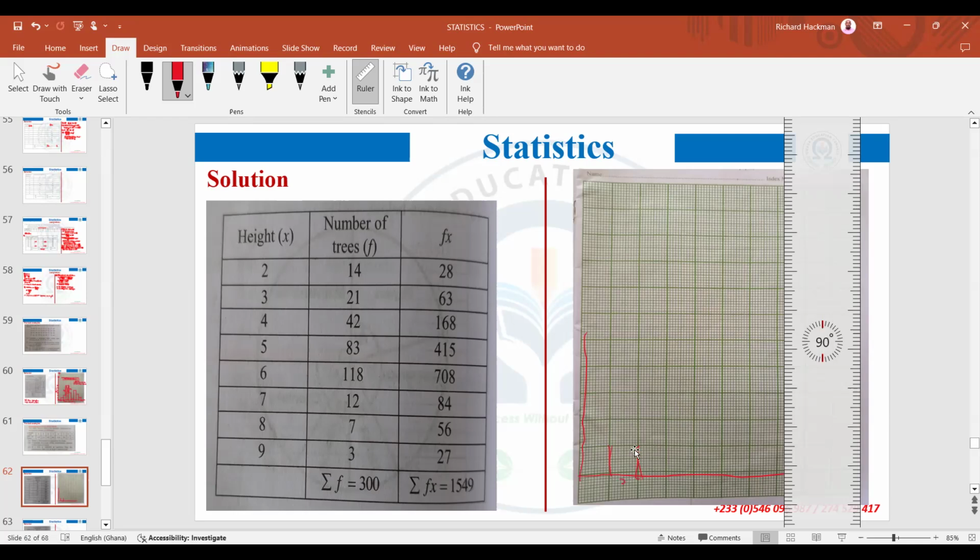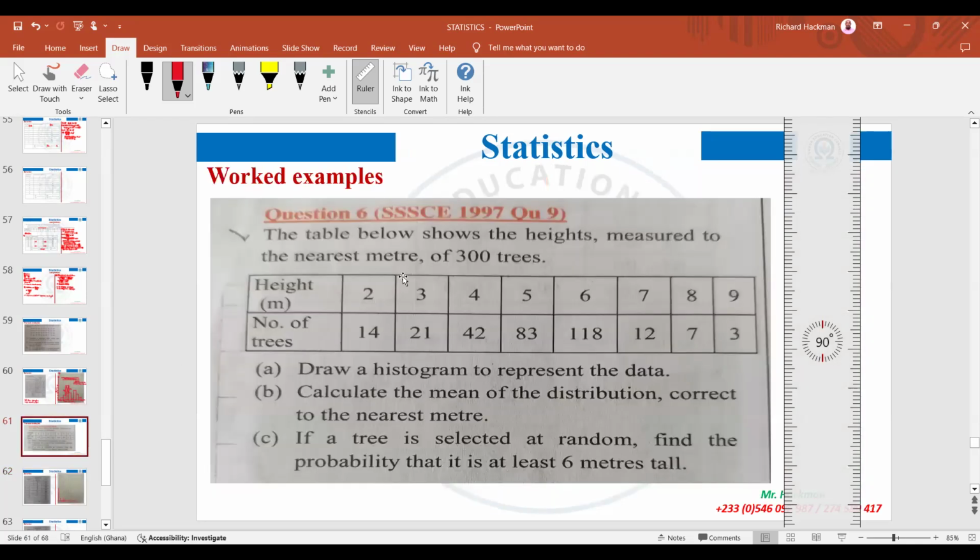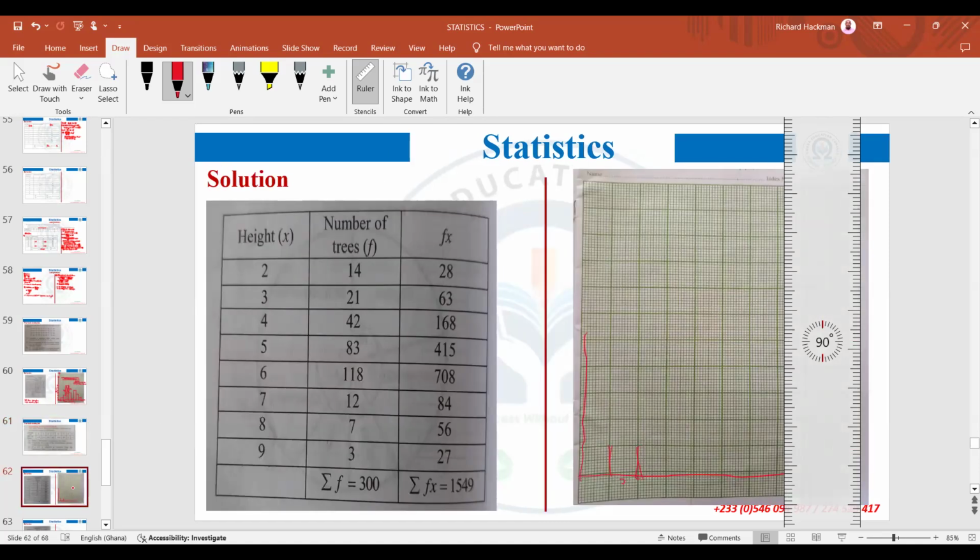Let me see the name of the bar. Okay, it's 2, 3. So this will be 2. The next one will be close to 8, and the frequency, the height, will be 14. The other one will be close too, and you label it midway, and that will be 3. The next one will be 4.